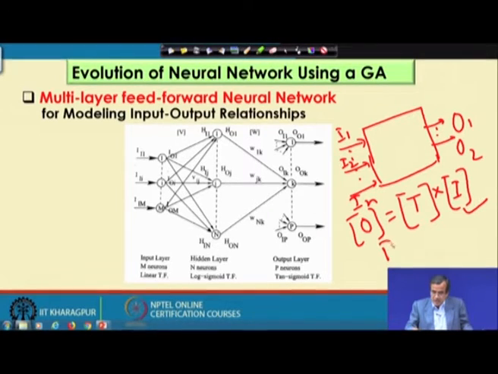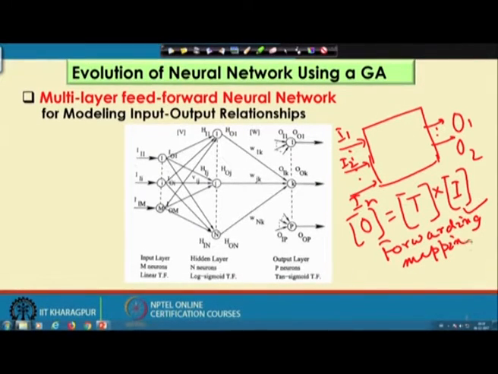Now, this is known as the forward mapping, and this is required just to find out the input output relationship of a particular process. So, this is known as the forward mapping. Now, suppose I want to find out the relationship in the reverse direction. That means, I want to find out what should be the set of inputs, so that I can reach a predefined set of outputs. Let us see how to solve that problem.